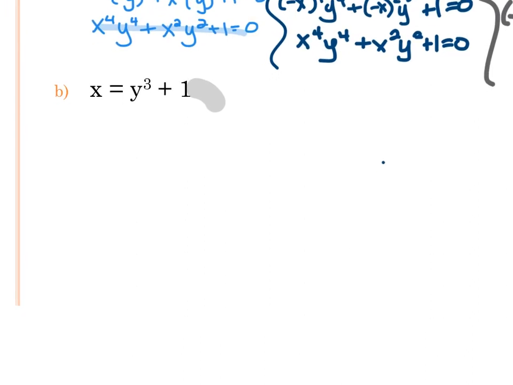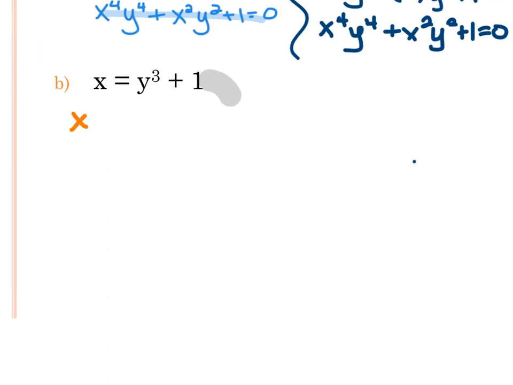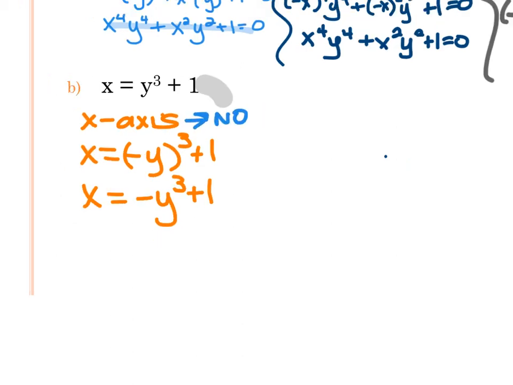So for B, if I want to see if it's symmetric to the x-axis, I'll go in the same order. So x-axis, I'm going to plug in a negative y. And that odd power keeps that negative. So this time the x hasn't changed, the 1 isn't changed, but the y has changed. It does not match. So this would be a no in respect to the x-axis.